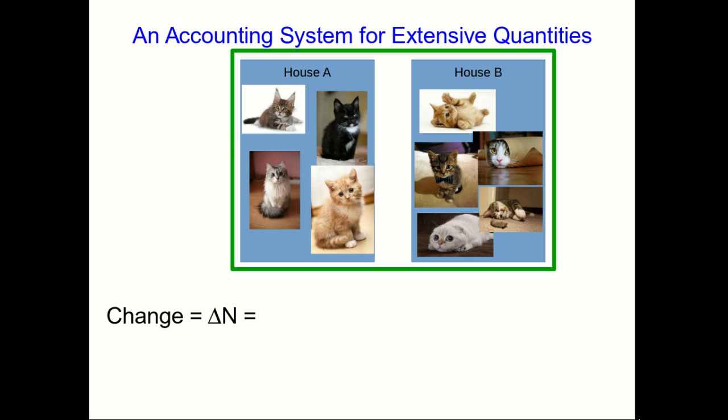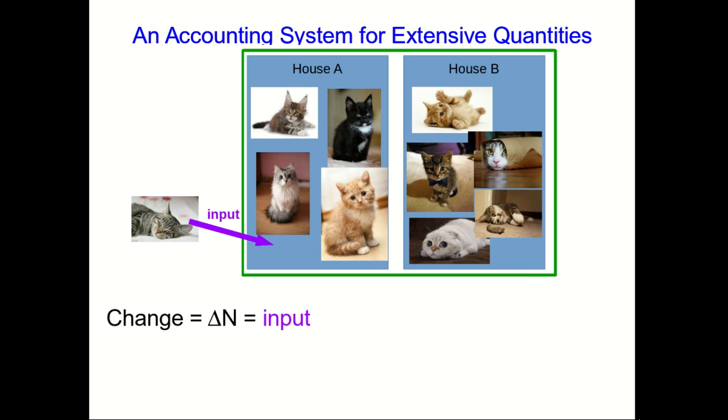One of the reasons extensive quantities are so useful and powerful is that there's what you might think of as a simple accounting system for them, which applies to all extensive quantities. So, continuing with our cats, if you think about the change in the number of cats in our system of 2 houses, there are only a few ways that the number of cats can change. A cat could come in from the outside. It could be adopted or bought, but in any case, we're talking about a cat that used to be out in the environment, which has entered our system of 2 houses. So far, our change is just the number of cats that come in as input.